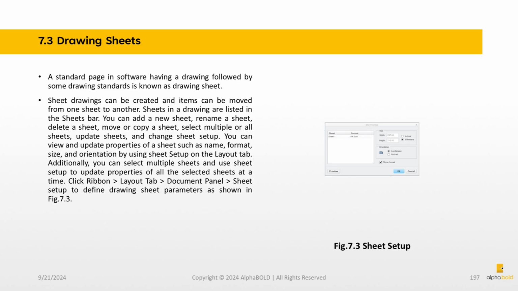You can view and update properties of a sheet such as name, format, size, and orientation by using Sheet Setup on the Layout tab. Additionally, you can select multiple sheets and use Sheet Setup to update properties of all the selected sheets at a time. Click ribbon, Layout tab, Document panel, Sheet Setup to define drawing sheet parameters.